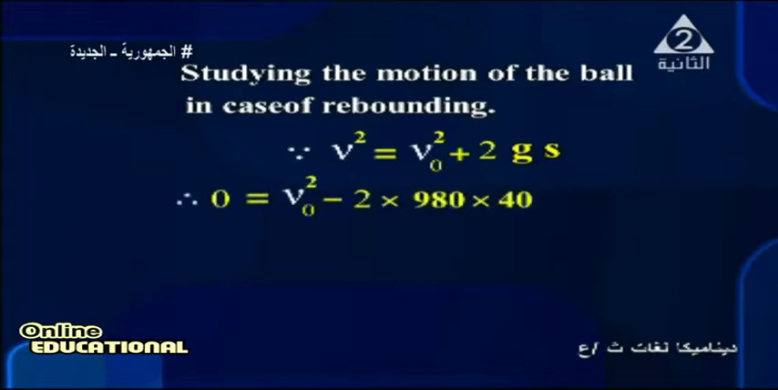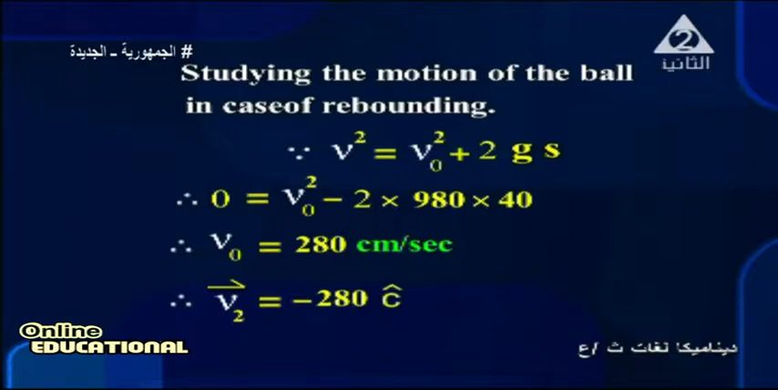Now we're studying the motion of the ball in case of rebounding. Since v² equals v₀² plus 2gs, the terminal velocity equals 0. So 0 equals v₀² minus 2 times 980 times 40. Then the initial velocity v₀ equals 280 centimeters per second, and we can use the vector velocity v2 equals negative 280 c.